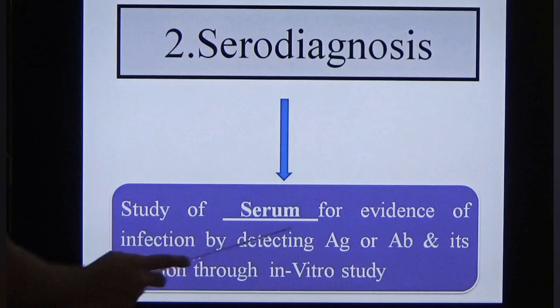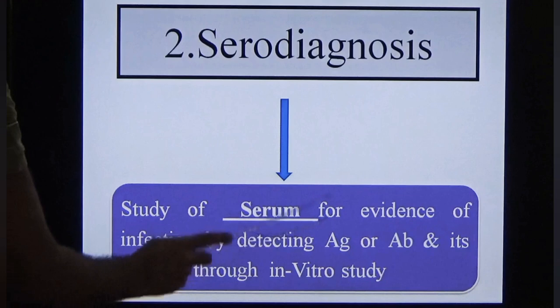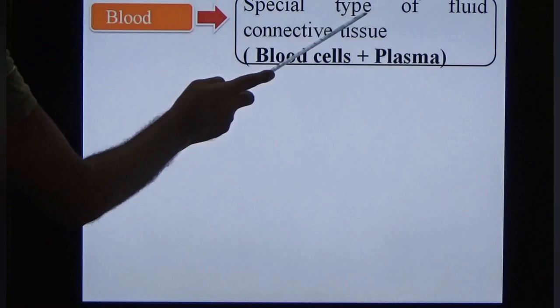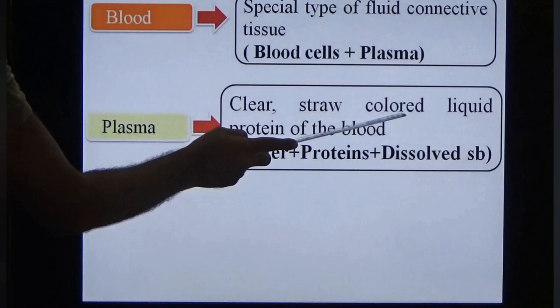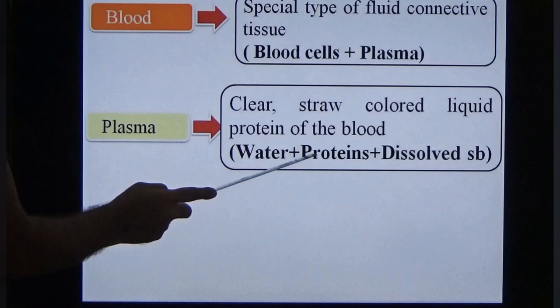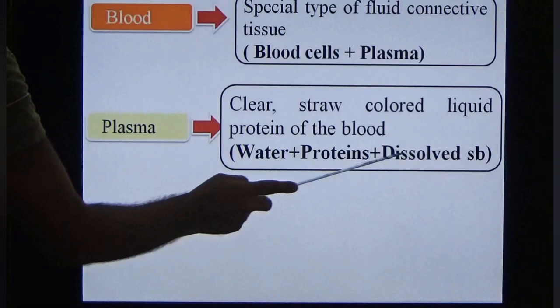Okay. So a question will come, what is serum? It is a basic idea I'm giving. Blood is a special type of fluid connective tissue, as we know. The composition of the blood is blood cells plus plasma. What is plasma? The clear, straw-colored liquid part of the blood. The plasma contains water, proteins and dissolved substances like the clotting factors. So water plus proteins, everything comes under the plasma.